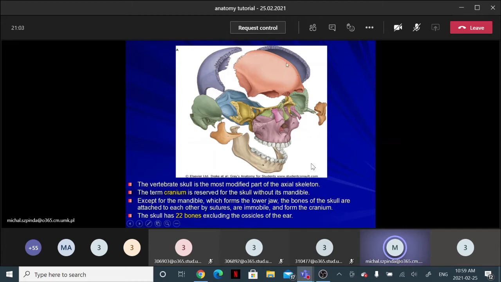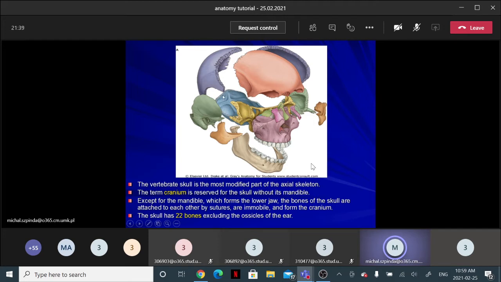In front is the frontal squama. Behind, in blue, is the occipital squama. And between the occipital squama and frontal squama, on both sides, we have two parietal bones. Two parietal bones look like parietal squamae.